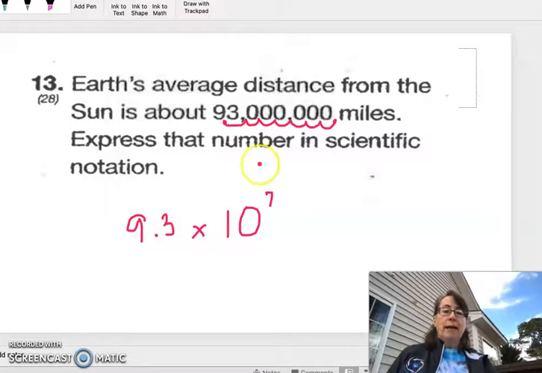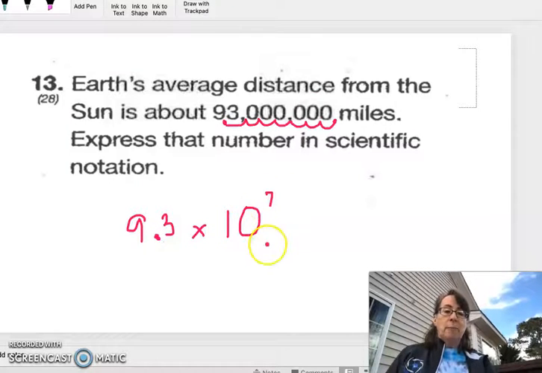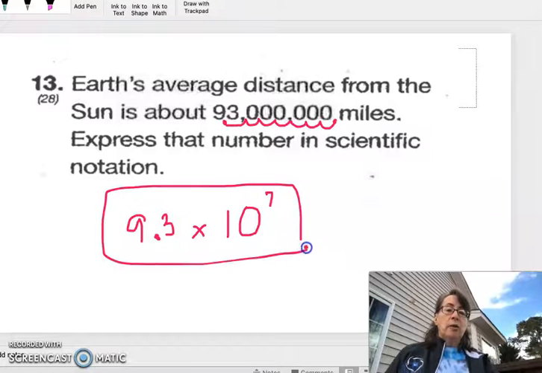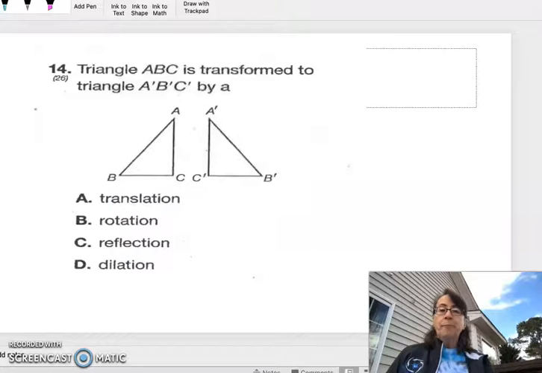So in other words, we divided by 10 to the 7th to get the decimal where we wanted it. And so to undo that, we have to multiply by 10 to the 7th, because we always want our scientific notation to exactly represent the number we started out with. Number 14, triangle ABC is transformed to A prime, B prime, C prime by a what?